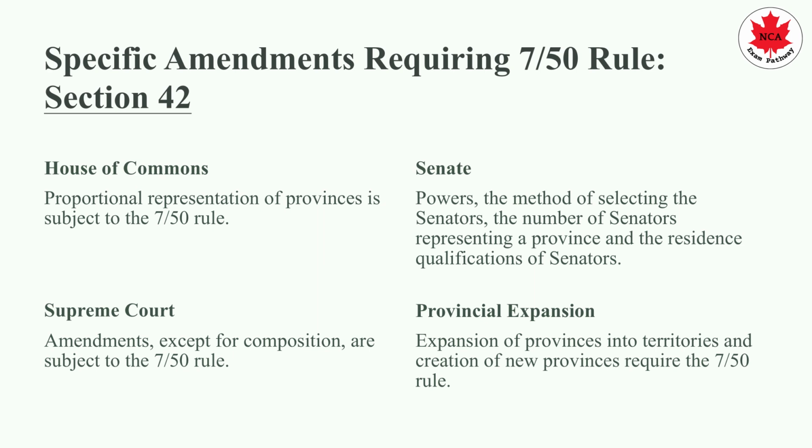Number 1, the principle of proportional representation of the provinces in the House of Commons. Number 2, the powers of the Senate and the method of selecting the senators. Number 3, the number of senators representing a province and the residence qualifications of the senators. Fourth, the Supreme Court of Canada, except for its composition. Fifth, the extension of existing provinces into territories. And the last one is the establishment of new provinces.